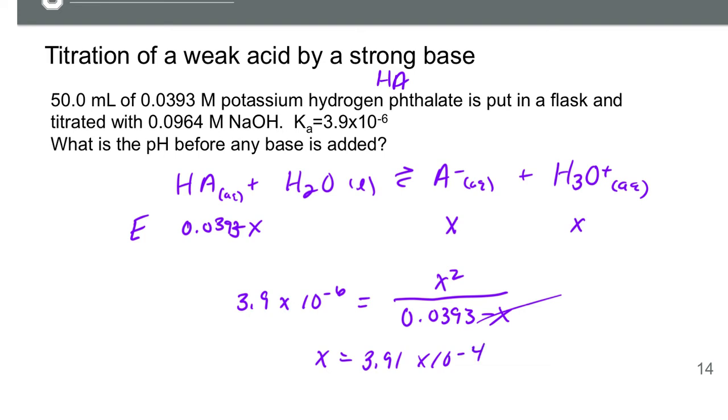We'll end up with x equals 3.91 times 10 to the minus 4 molar, which is the H3O plus concentration, right? So we can do minus the log of 3.91 times 10 to the minus 4, and we'll end up with 3.41. Acidic, good, that's promising.